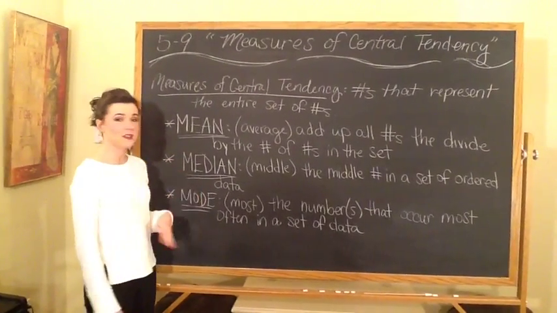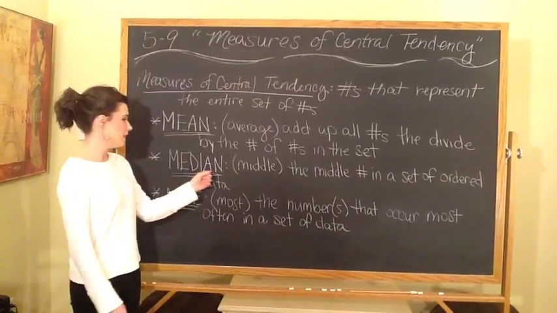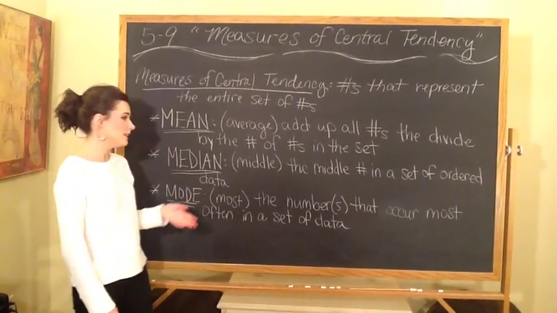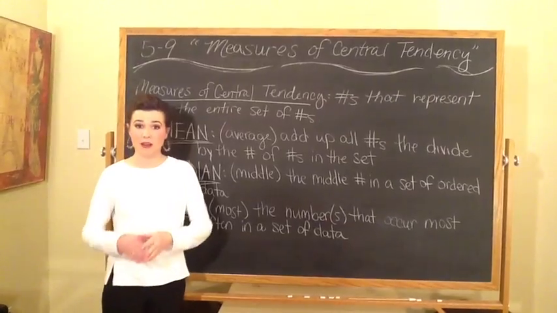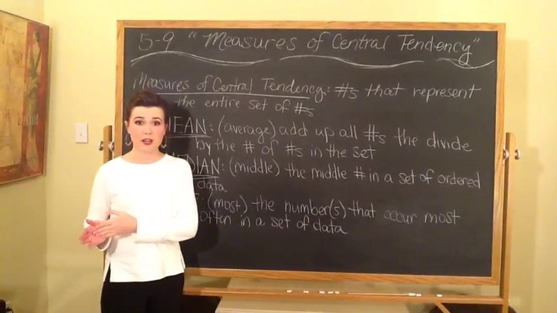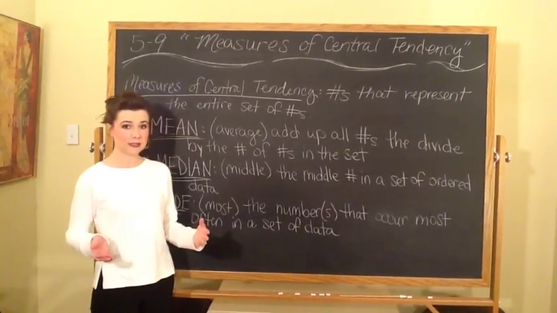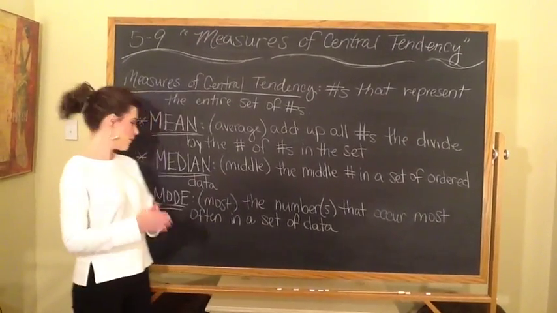The median is the middle number. So think median, middle. The middle number in a set of ordered data. First you have to collect all your data, putting it in order from least to greatest or greatest to least, and then finding the number in the middle.